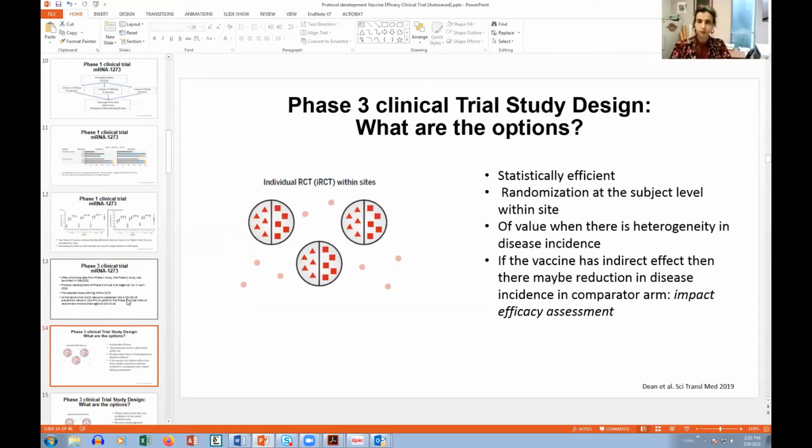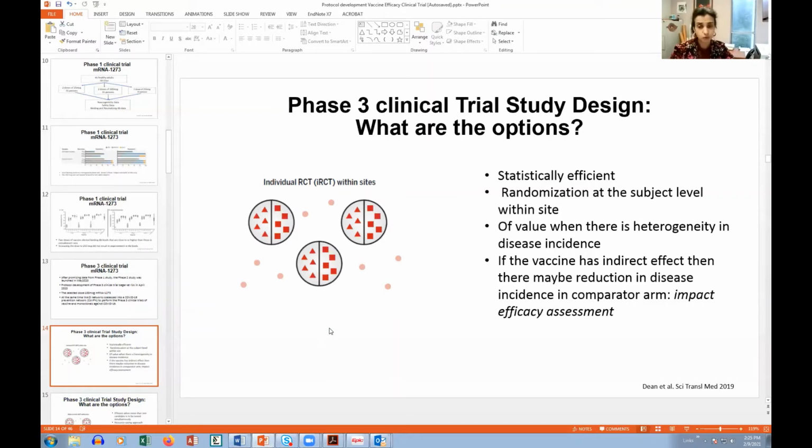So we began designing the phase 3 clinical trial, and instead of just going down the route of what is obvious, which is a randomized controlled trial at the individual level, I want to walk you through the options if we are testing a vaccine, in terms of clinical trial designs. Individual randomized controlled trials, meaning at each site, each of those bubbles is a site within which half the people are vaccine, half the people are placebo. Sometimes you see a 2-to-1 randomization, but regardless, the randomization is at the individual level.